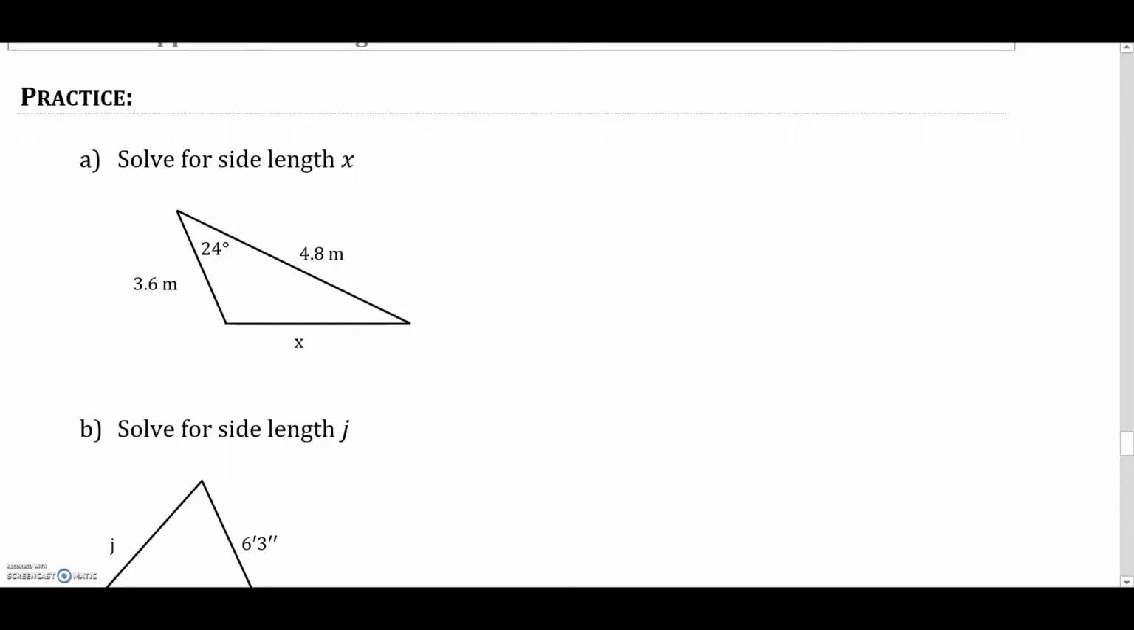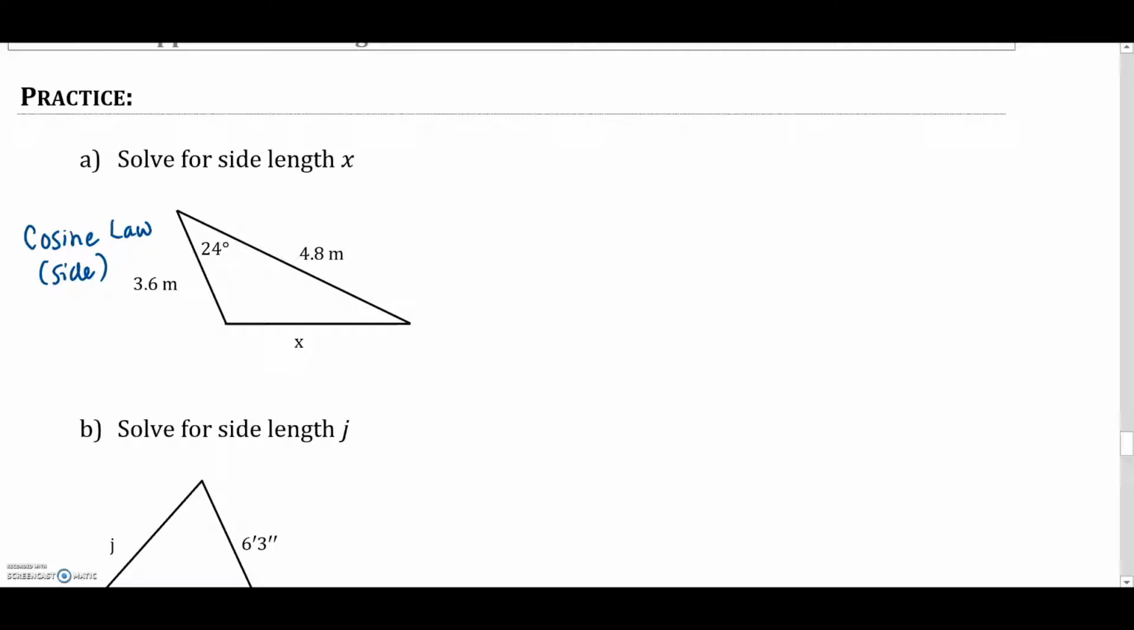In this video, we're going to go through some practice problems to look at solving triangles and determining when to use which law. In part A, it says solve for side length x. We're given an angle and two sides, and we have a missing side. We need to use the cosine law to find the missing side because the cosine law relates three side lengths and a given angle.